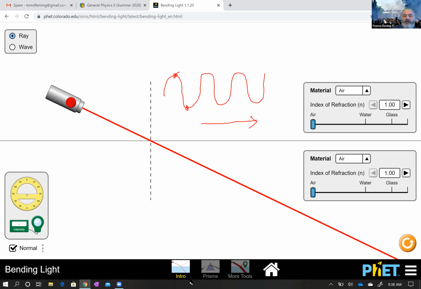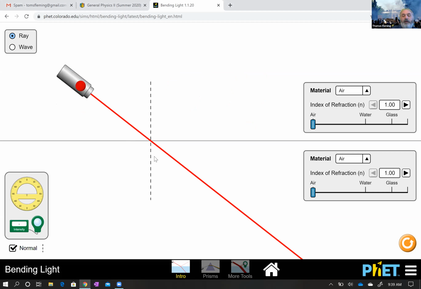Now, one of the things that has long been known about light is that when light enters a different medium, the light bends. So right now I have the upper part of this simulation being air and the lower part of the simulation being also air. But what I'm going to do is change the lower part of that simulation into water so that I have a beam of light going from the air into some water.